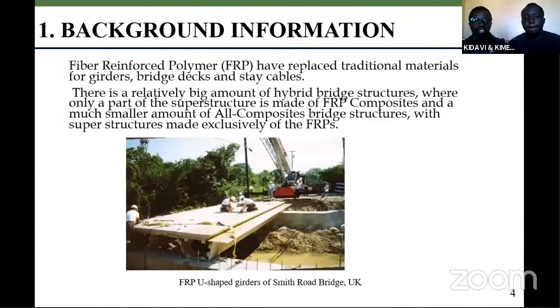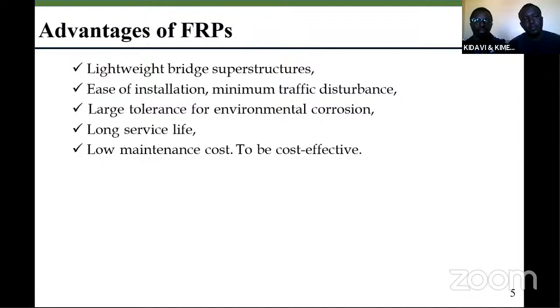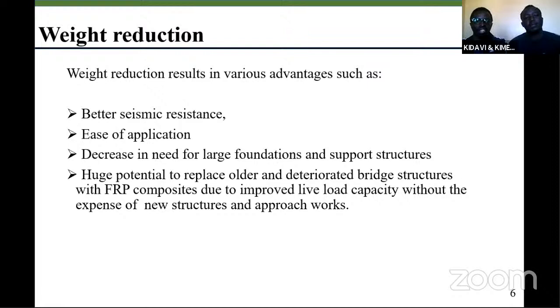Fiber reinforced polymers are replacing traditional materials for girders, bridge decks, and stay cables. They can be used in bridge structures as hybrid bridge structures or all-composite bridge structures. These are some of the advantages of FRPs: lightweight bridge superstructures, ease of installation, large tolerance for environmental corrosion, long service life, and low maintenance costs. Weight reduction leads to other advantages, such as better seismic resistance, ease of application, and a decrease in the need for large foundations.